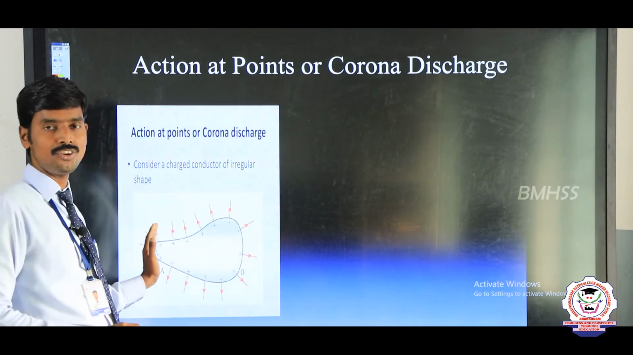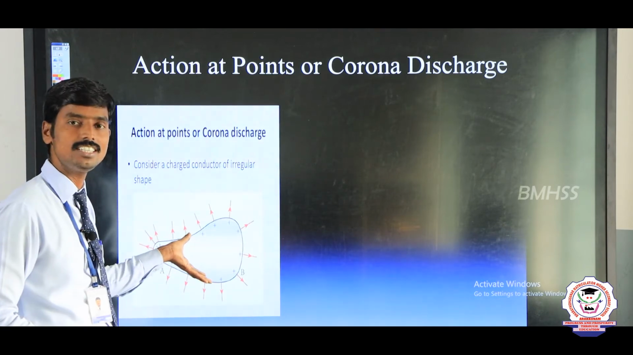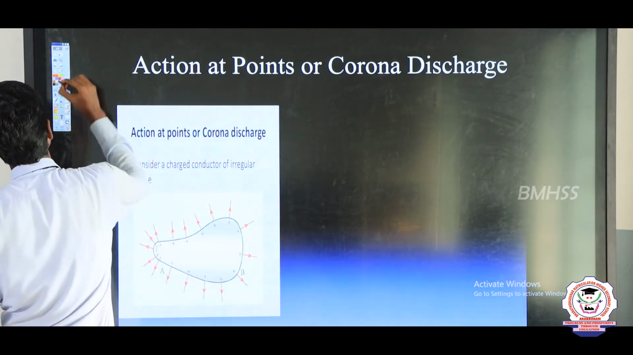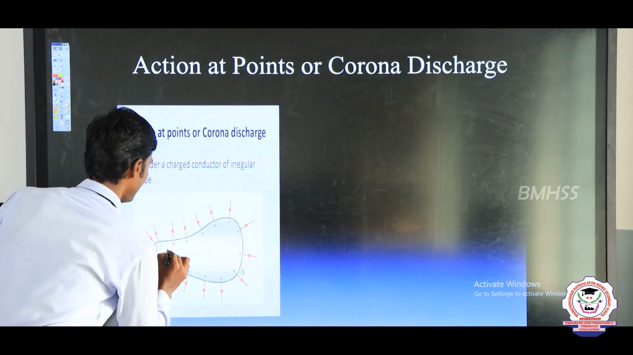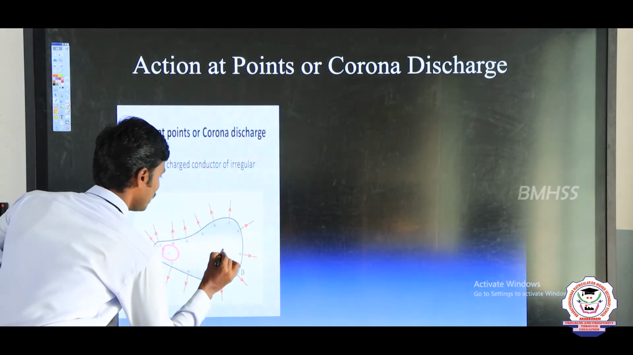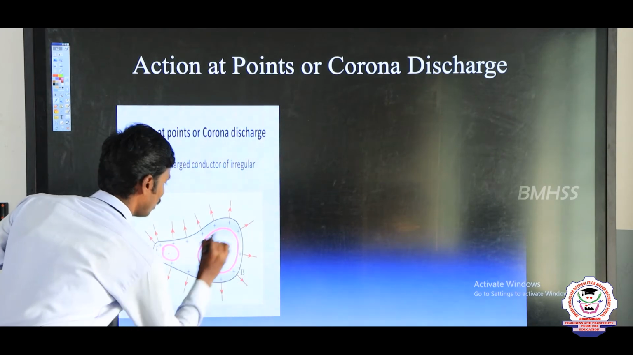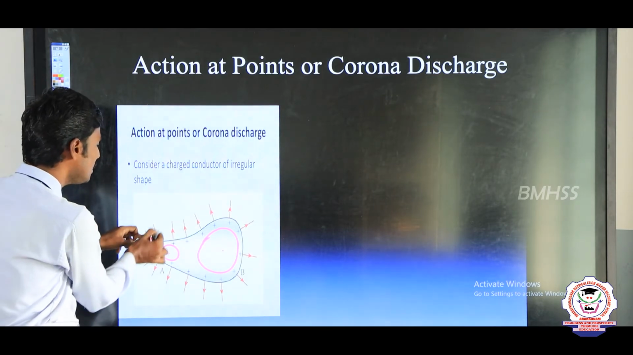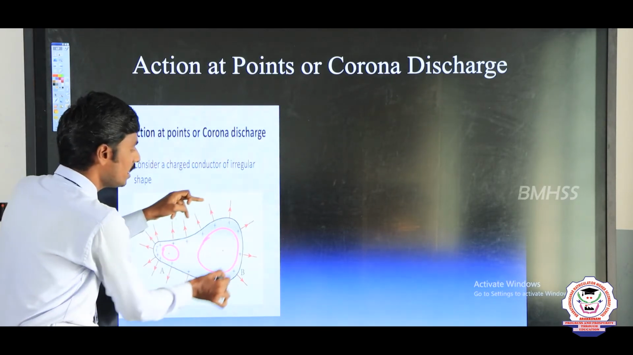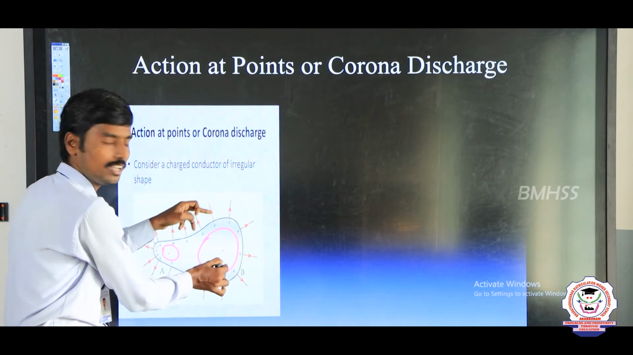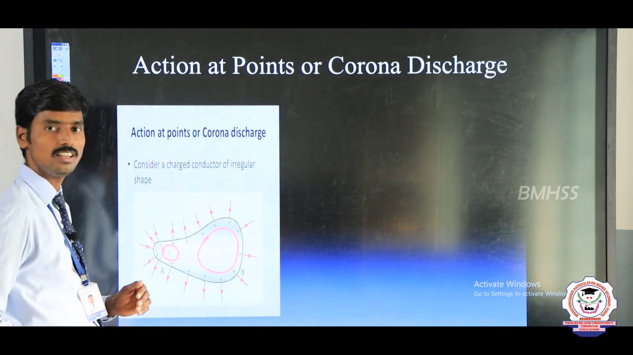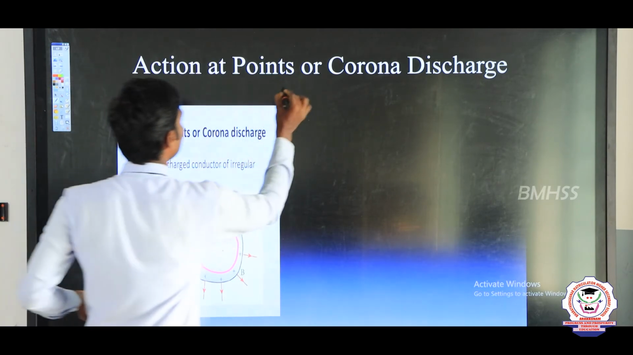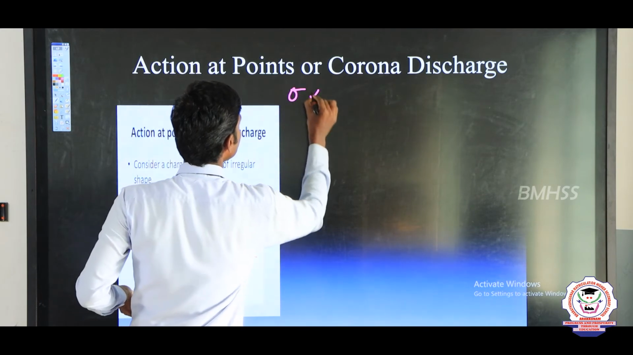Already we know one basic concept very well: the surface charge density sigma is inversely proportional to r. Here the radius of curvature is very small, and here the radius of curvature is very large. Are you understood what I am saying? Where the radius of curvature is very small, the charge density is very high, but here the charge density is too low. Compare this point here. In this diagram we conclude that the surface charge density sigma is inversely proportional to r.